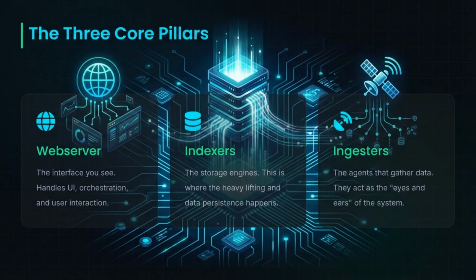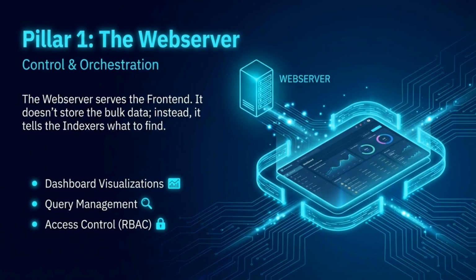The Gravwell architecture is founded on three core pillars: the web server, indexers, and ingesters. Pillar 1 is the web server, which handles control and orchestration, serving the front end, managing queries, and enforcing access control. It does not store the bulk data.